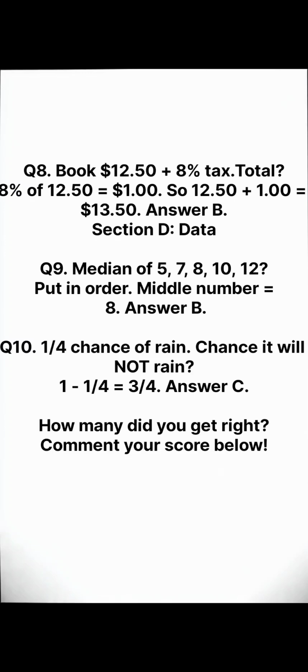Answer B. Section D. Data. Q9. Median of 5, 7, 8, 10, 12. Put in order. Middle number equals 8. Answer B. Q10. 1/4 chance of rain. Chance it will not rain. 1 minus 1/4 equals 3/4. Answer C.